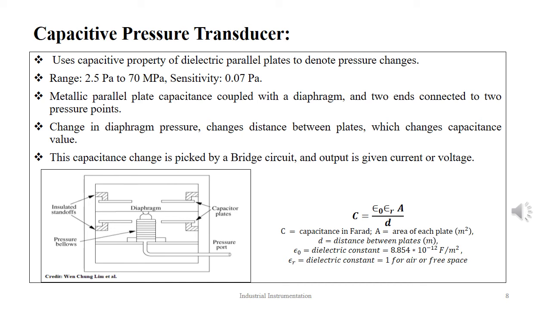The plate capacitance varies inversely with the distance between plates, so as the pressure increases, the distance of the diaphragm d decreases and the capacitance increases. The capacitive bridge is imbalanced due to this capacitance change, which is recorded in terms of current or voltage.